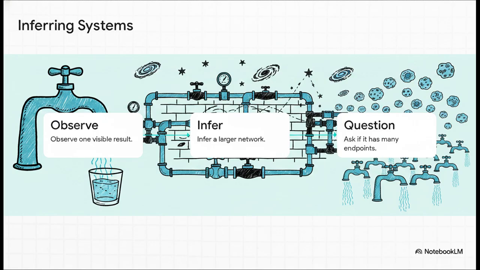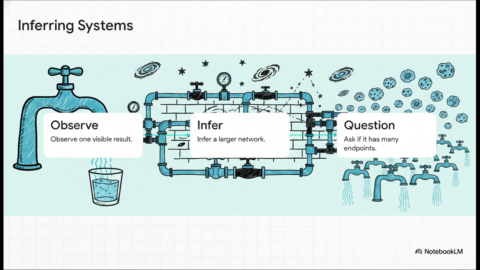Let's ground this with another analogy. Imagine you're looking at a water tap. Step 1, you observe water coming out. That is your visible result. Step 2, you logically infer that there must be a larger, unseen network of pipes, valves, and pressure systems behind the wall making that happen.